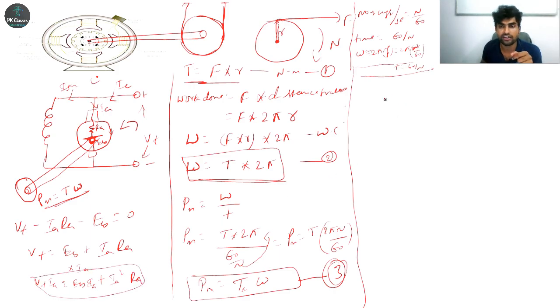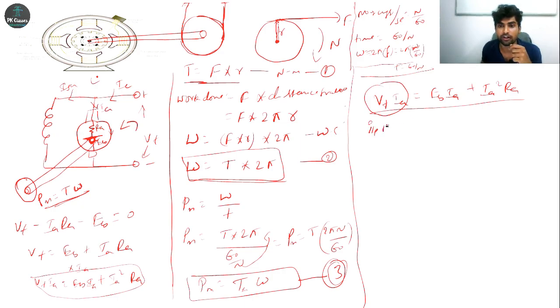I'll rewrite once again: Vt into Ia. I multiplied by Ia because we want power equations. So Eb into Ia plus Ia square Ra. By seeing this equation, we can say this one is input power, because DC power is equal to VI. This is input power, and this one is output power, and this one is losses.